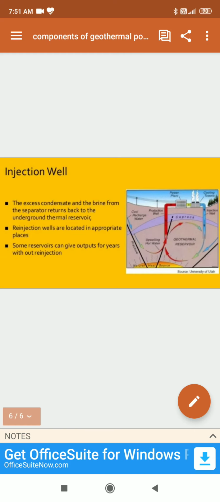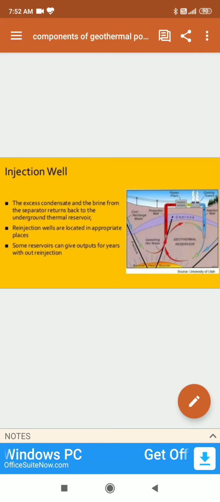So the exit of the condensed water or condensed steam is the injection well. Re-injection wells are located in appropriate places. Some reservoirs can give output for years without re-injection. Okay, this is about the components of a geothermal power plant.